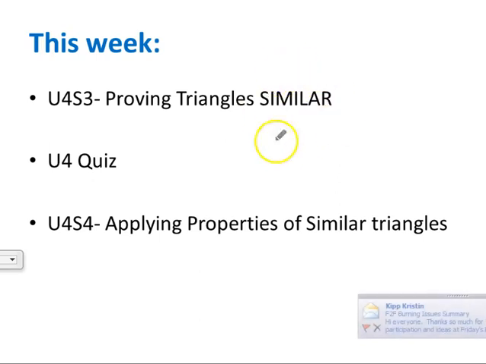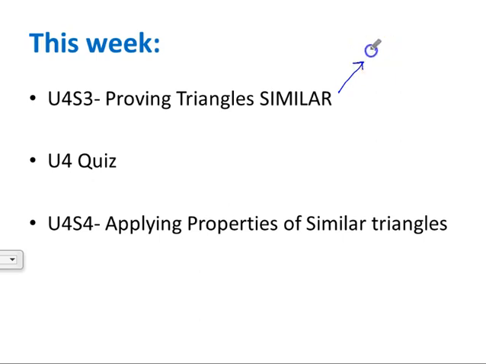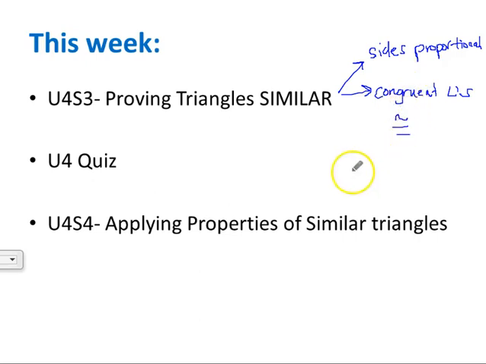And remember, when two objects are similar, they will have sides that are proportional and congruent angles. Remember, congruent symbol is this, and the similar symbol is just that. Then we're going to look at the Unit 4 quiz, and then we're going to look at applying properties of similar triangles. You're also going to do a short reflection on how you did on the Unit 3 test.